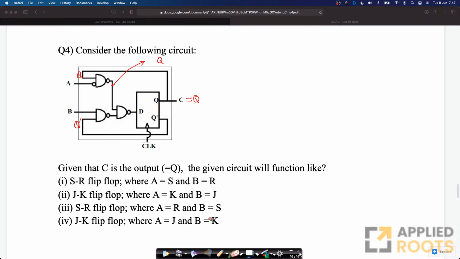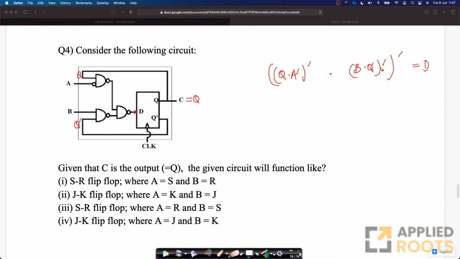Let me write it carefully here so that it's clearer. So you have Q into A dash, a logical AND followed by NOT. Now what about this circuit? This circuit is B and Q dash, NOT. The outputs from both of them go into this NAND gate, so NOT and NOT. So this is what is going in as D now. Okay, so this is your D.